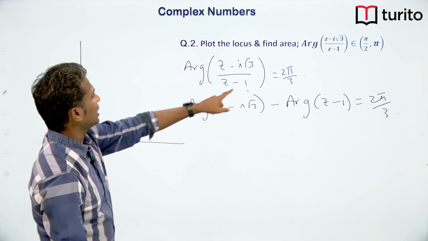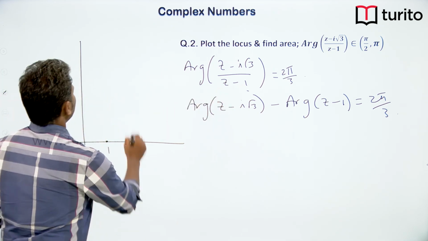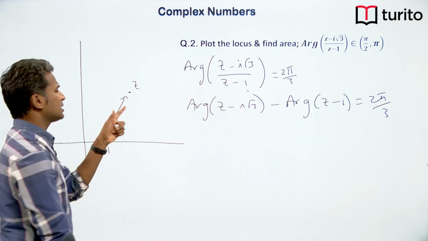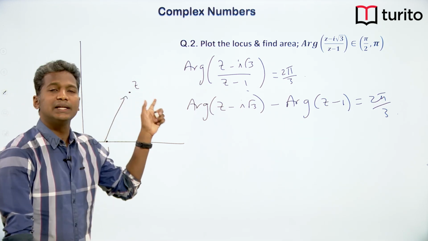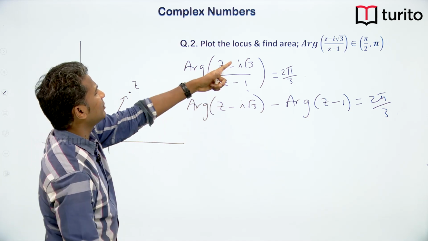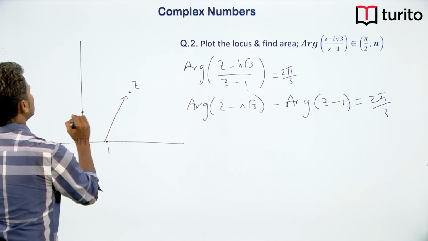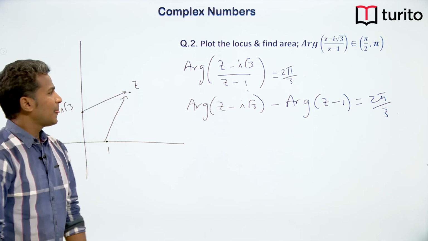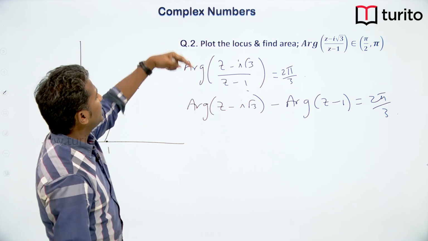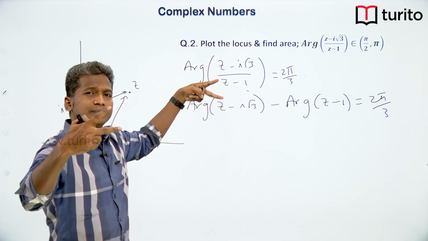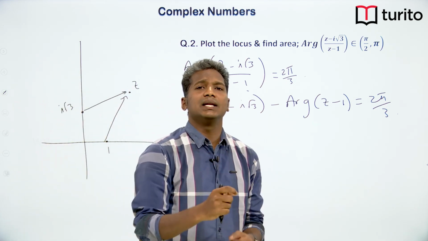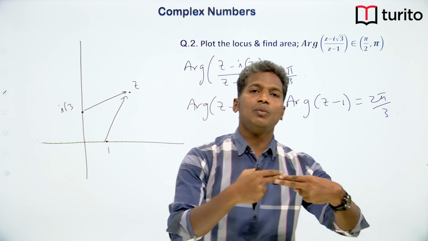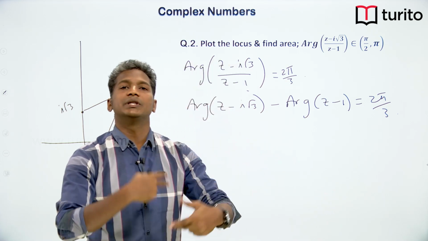Let us say there is 1 here, which is the real number. Now, z is a variable number. z minus 1 means the vector starting from 1 and ending at z. Similarly, z minus i root 3 means the vector starting from i root 3 and ending at z. And whenever we take the ratio of two vectors, you have to measure the angle going from the denominator to the numerator. From denominator to numerator, always measure the angle.